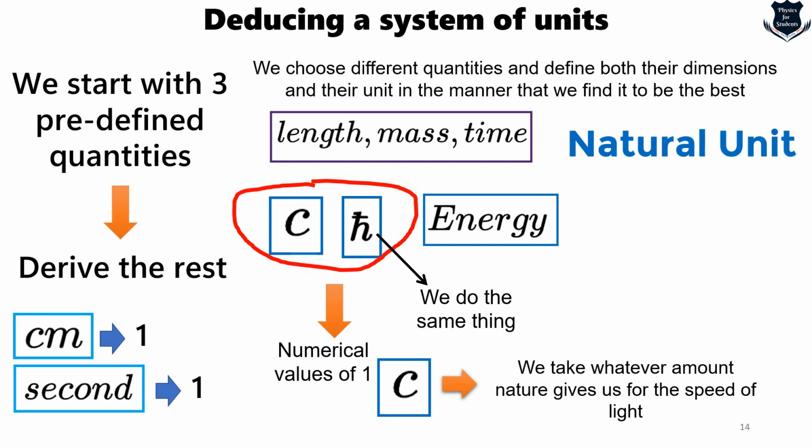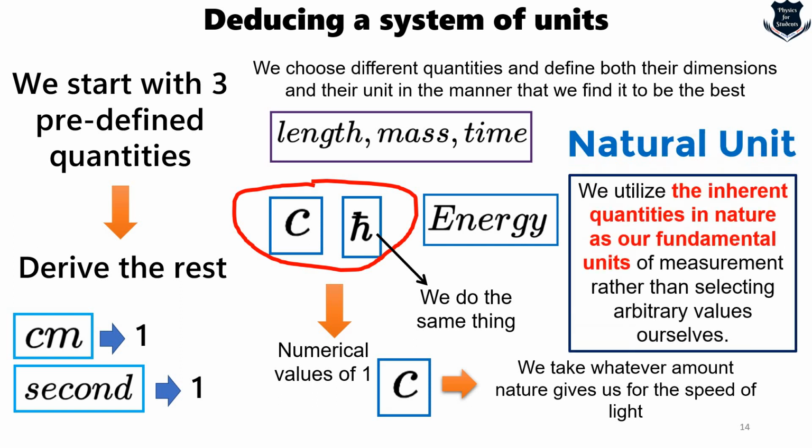So what is happening ultimately, the crux, is that when we call the system natural, what do we mean by natural? This is why we call it natural: because we are using nature's amounts for these things in our basic units of measure, and not someone arbitrarily choosing that. So that is why I have written, as you have seen here, we utilize the inherent quantities in nature as our fundamental units of measurement rather than selecting arbitrary values ourselves. Now we are left with energy.